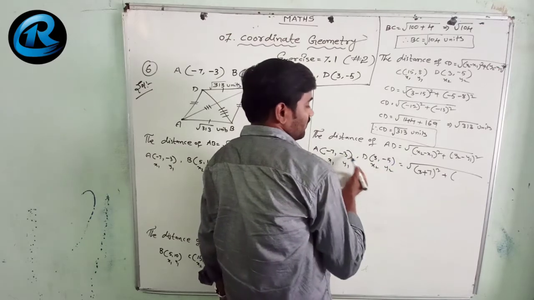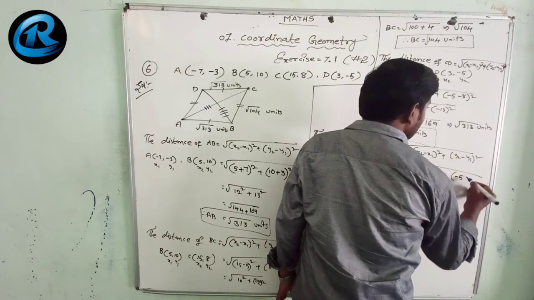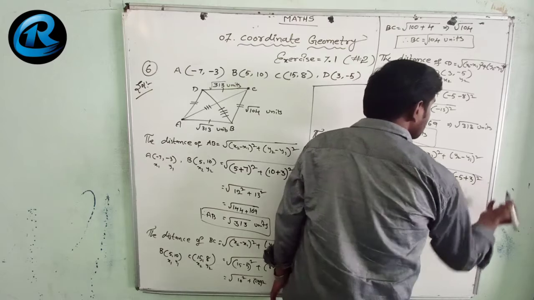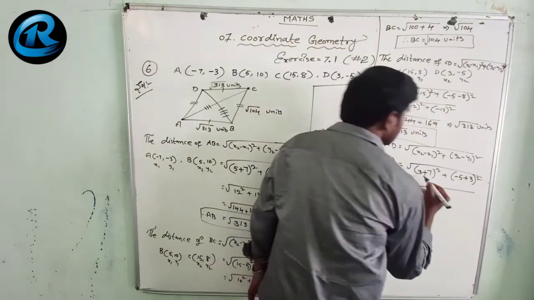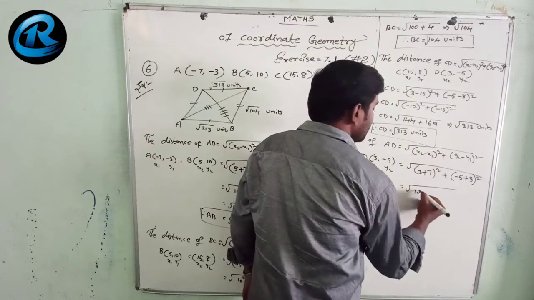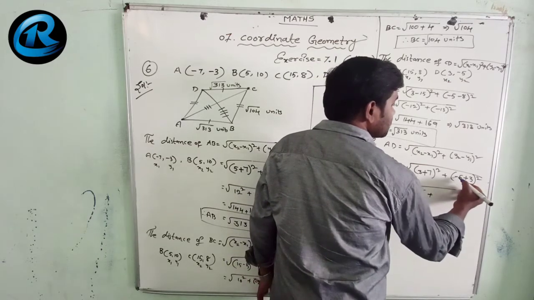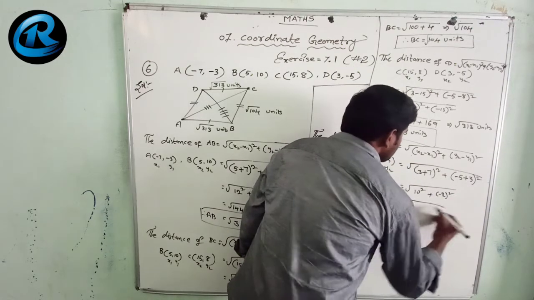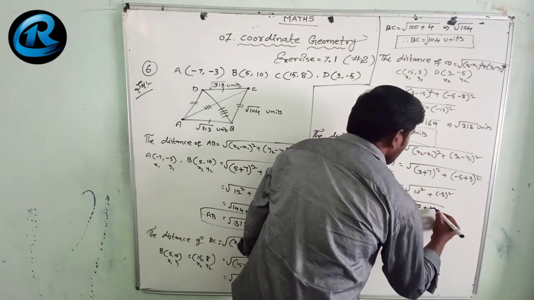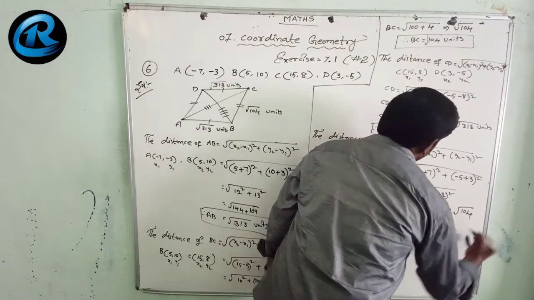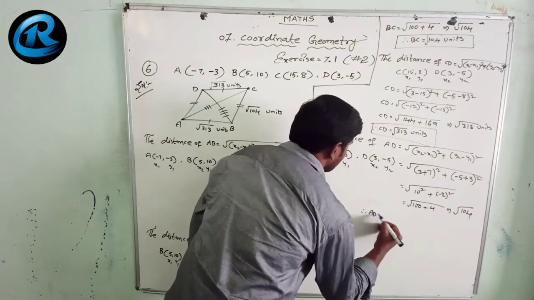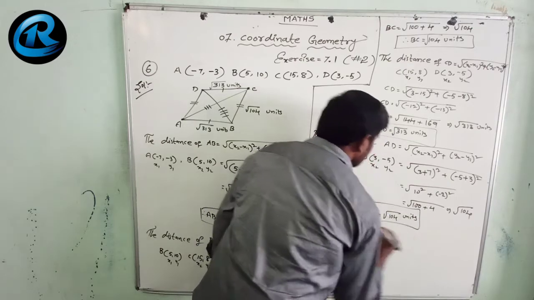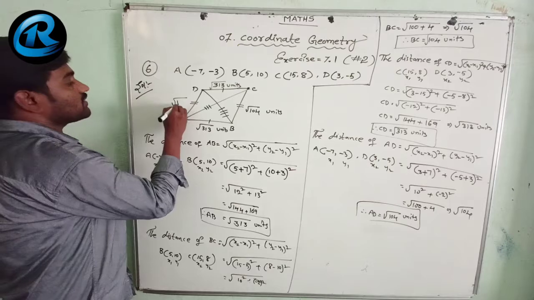y2 minus y1: minus 1 minus, here y1 value is minus 3, minus of minus is plus, so 3 whole square. Now 7 plus 3 or 3 plus 7 is 10, 10 square, plus minus 1 plus 3, that is 2 whole square. Now 10 square is 100 plus 2 square is 4, that is under root of 104. Therefore AD equal to under root of 104 units.